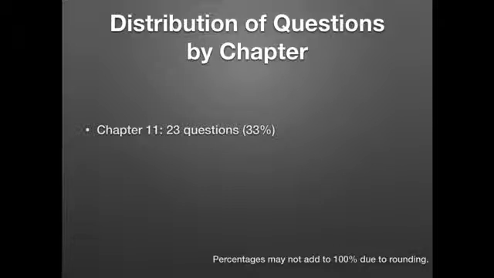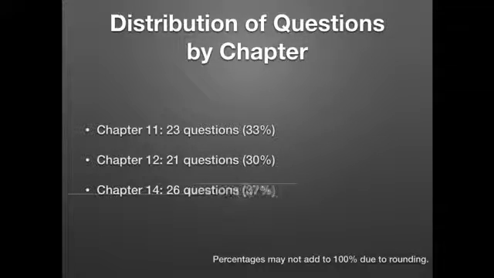Chapter 11 has 23 questions, which is roughly 33% of the total number of questions. Chapter 12 has 21 questions, representing about 30% of the questions on the module number 3 test. And chapter 14 has 26 questions, which is 37%.